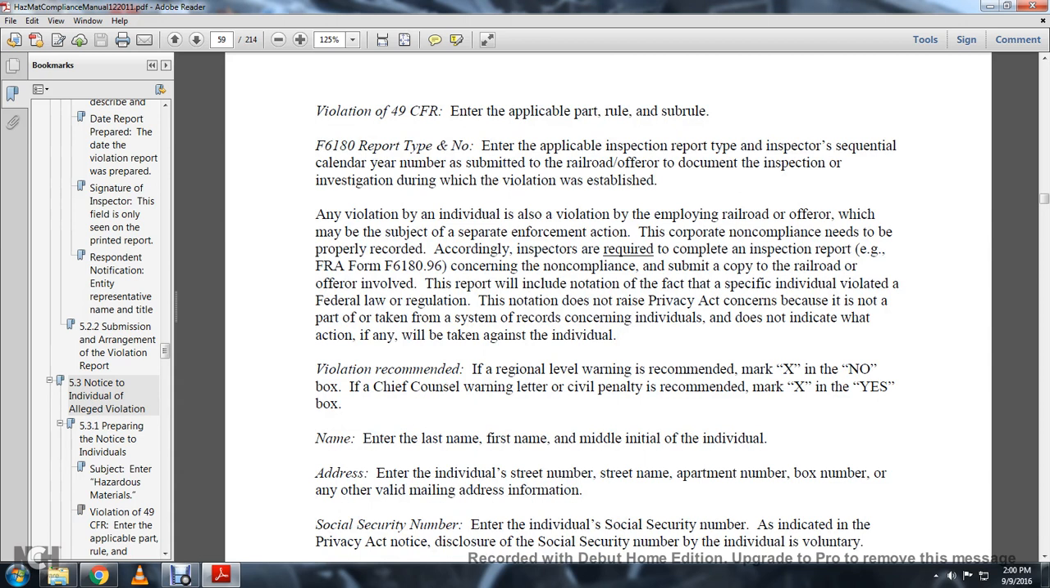Any violation by the individual is a violation by the employer, the employing railroad or officer, which may, subject to separate enforcement of corporate noncompliance, need to be properly recorded according to the inspection report. Submit a copy to the railroad officer involved. The report will include notification that the specified individual violated the federal regulation. This notation does not raise Privacy Act concerns because it is not part of a system of records concerning individuals and does not indicate what action, if any, was taken against the individual.